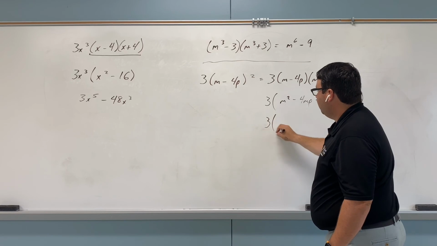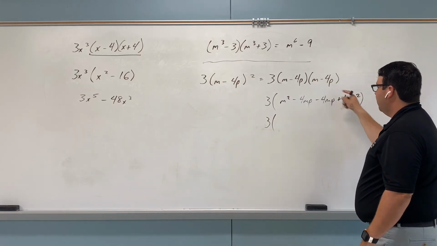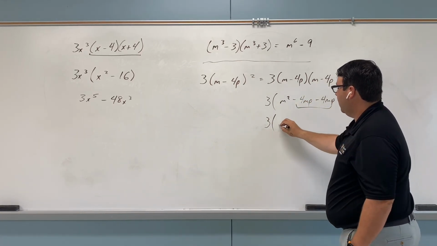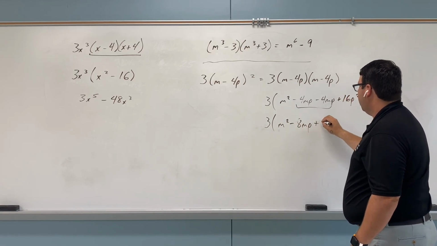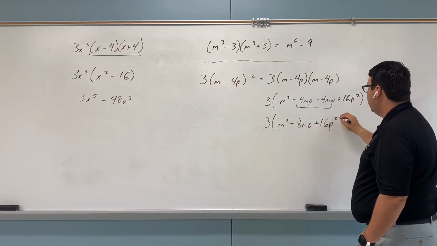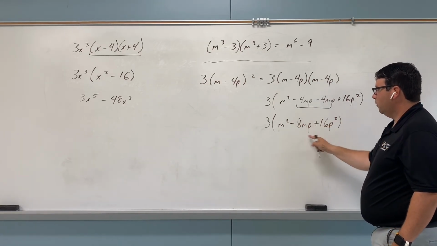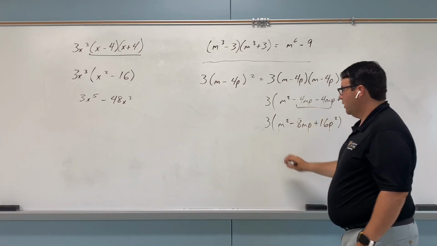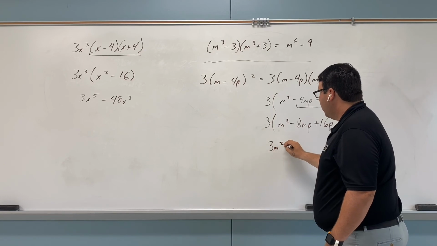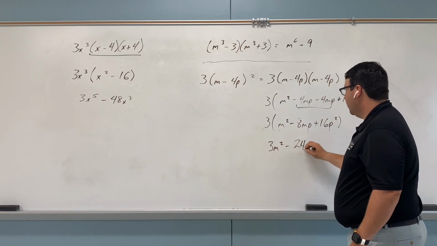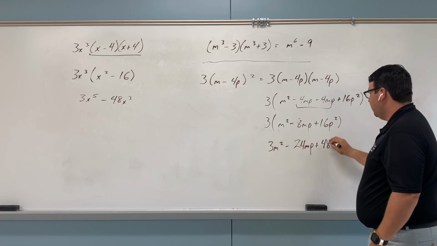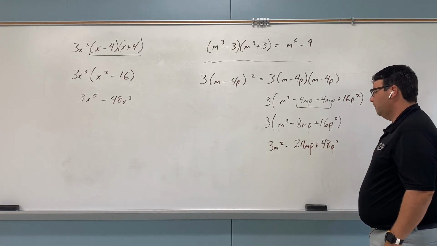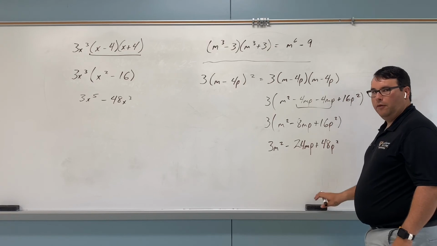I have 3 times, just bringing it down. Combining my like terms right there, I have m squared minus 8mp plus 16p squared. There's no other like terms here, so I'm going to distribute that 3. That gives me 3m squared minus 24mp plus 48p squared. That is all that you get.